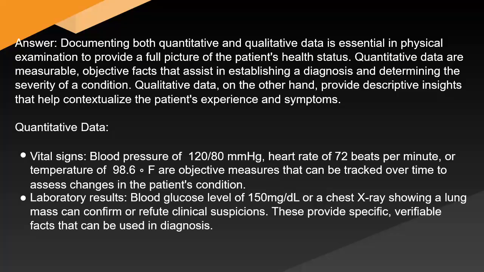Quantitative data: vital signs, such as a blood pressure of 128 mmHg, heart rate of 72 beats per minute, or temperature of 98.6°F, are objective measures that can be tracked over time to assess changes in the patient's condition. Laboratory results, such as a blood glucose level of 150, or a chest X-ray showing a lung mass, can confirm or refute clinical suspicions. These provide specific, verifiable facts that can be used in diagnosis.